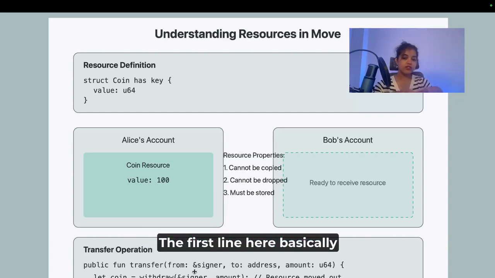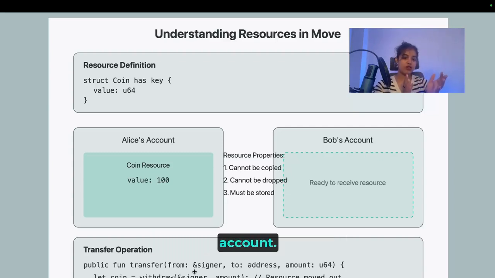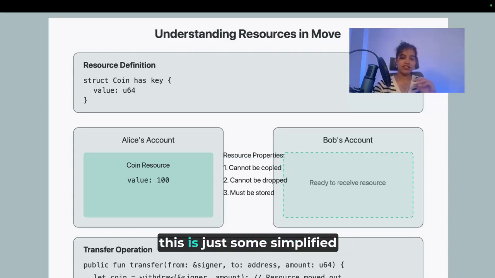The first line here basically focuses on a pre-written function within our libraries, which basically detaches the coin resource from Alice's account, and then the deposit function attaches this to the receiver's account. This is just some simplified code here for reference. We will be covering more on how you can actually create your own token and how you can do the transfer operations using our existing token libraries in a later video.